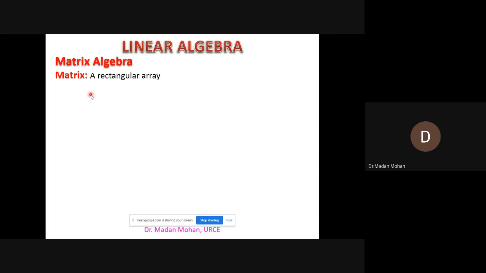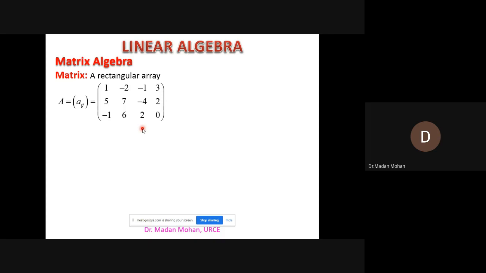Now coming to matrix. It is a rectangular array arranged in rows and columns. We denote it capital A, a_ij. Here i stands for row, j stands for column. For example, this is a matrix.